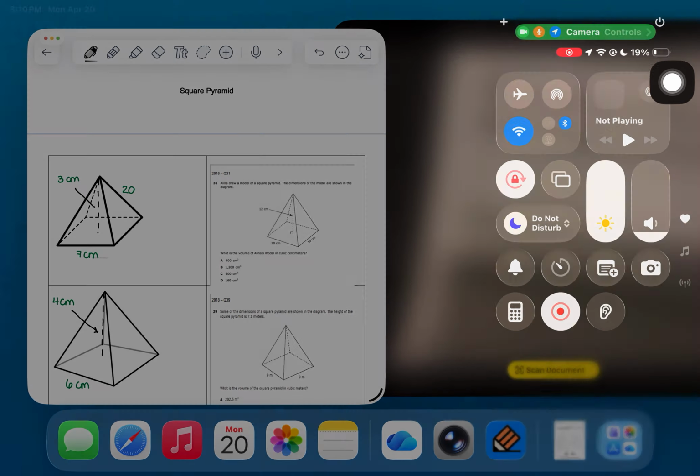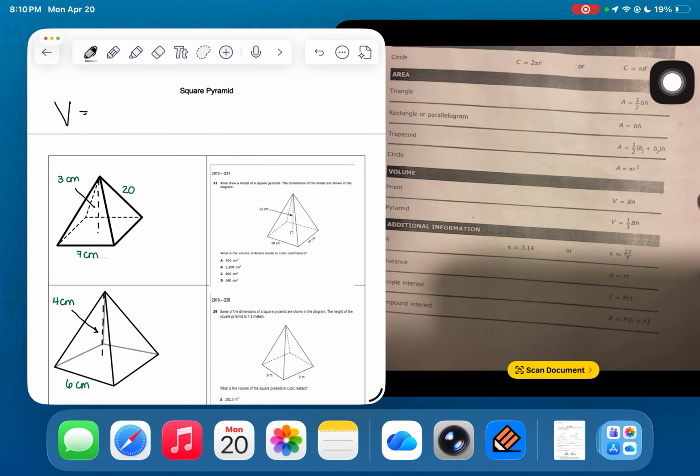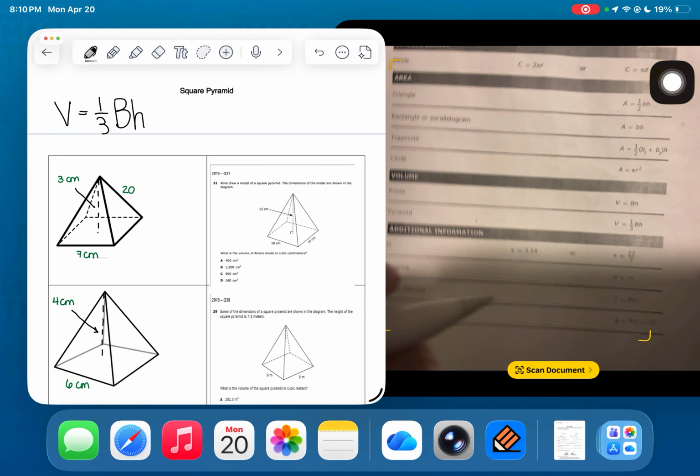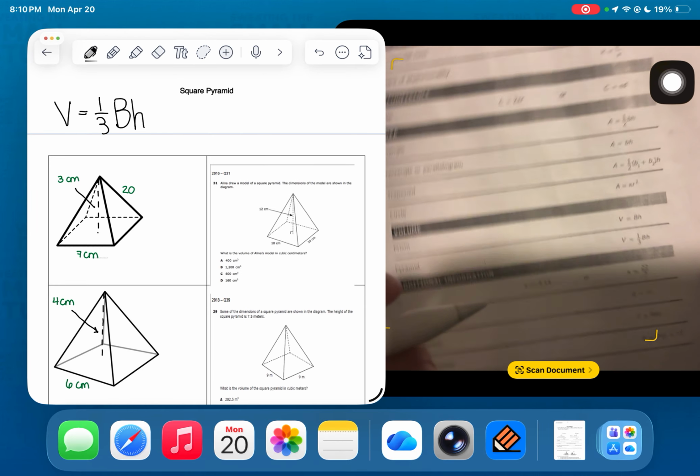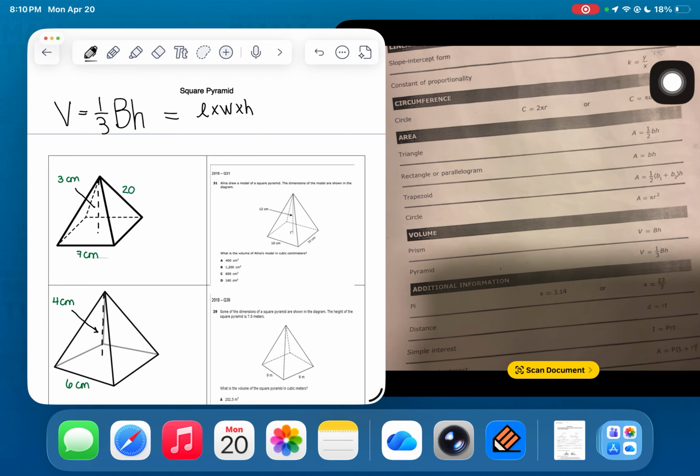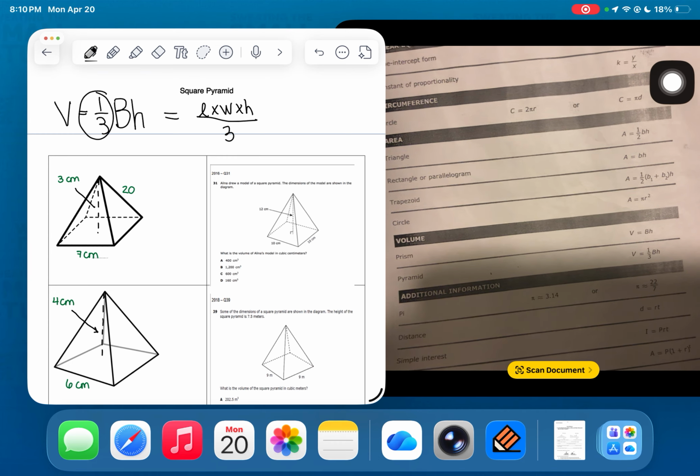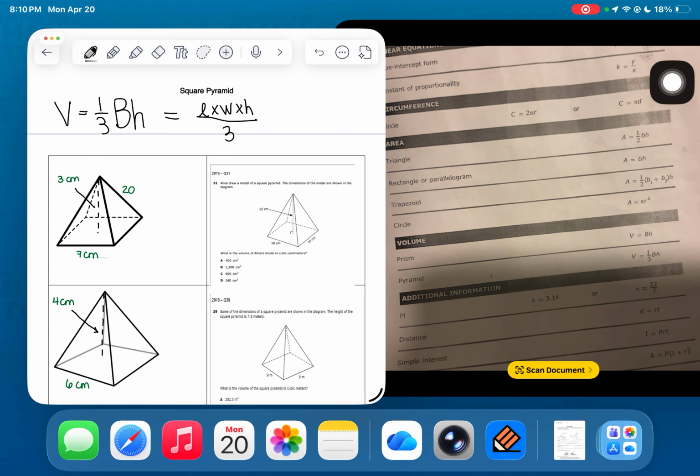Ok. Ahora, square pyramid. Now we're going to deal with pyramids. So the formula you're going to need is the second one. Volume equals 1/3 times area of the base times height. Ahora, again, you need to be multiplying 3 numbers. So this is going to become essentially the length times width times height divided by 3. This 1/3 means that we're going to divide our answer by 3.